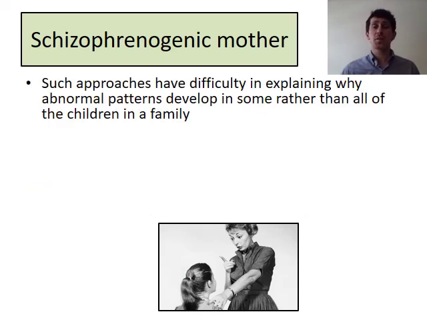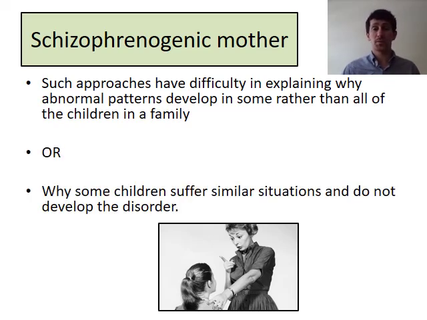So research into the schizophrenic mother has difficulty in explaining why it only happens in some rather than all children. So why do only some children develop schizophrenia but not other children in the family? And also, why do some children suffer similar situations, so some children get abused during childhood, physically, sexually, and don't go on to develop the disorder, don't go on to develop schizophrenia. So it can't really explain these two things. It's a major limitation of this particular theory.